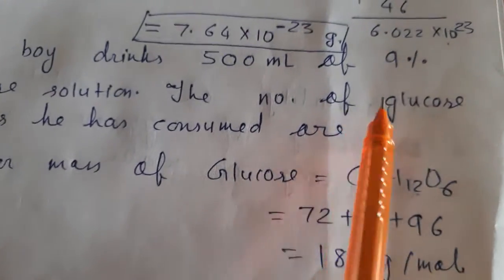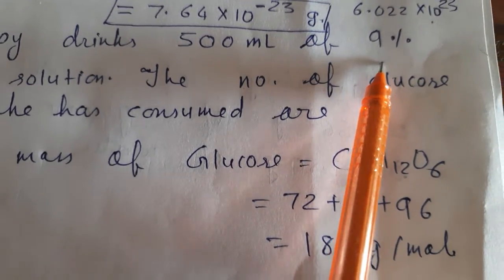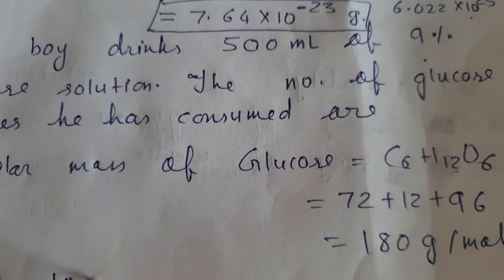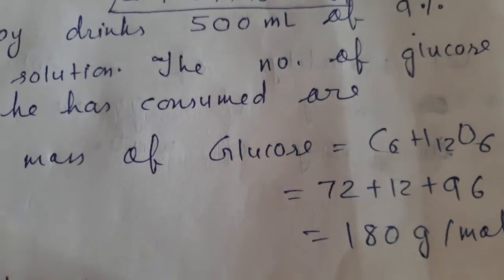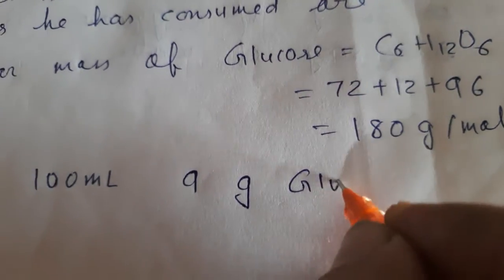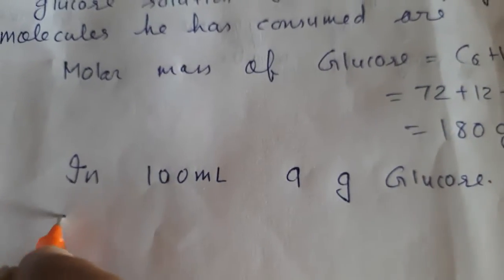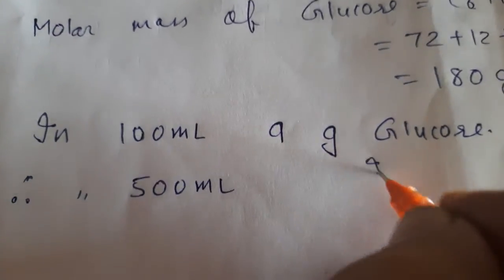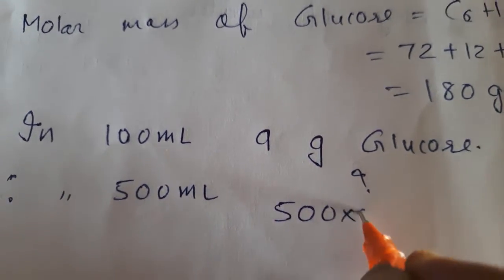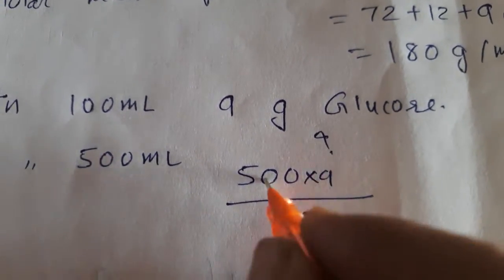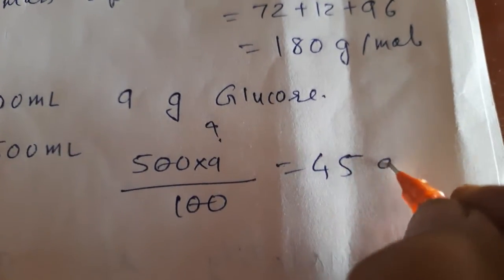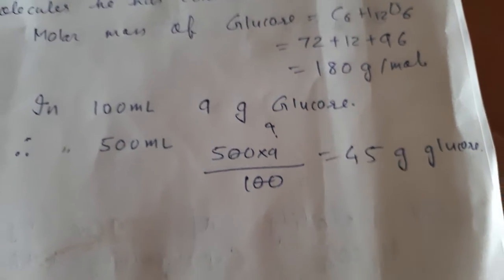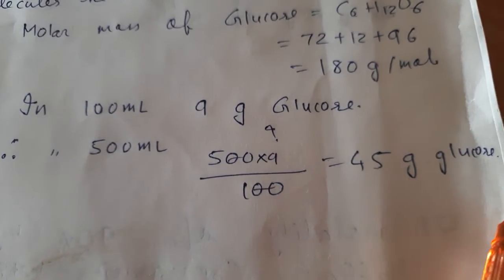Now in 100 gram, 9 gram is there, so we will write here in W by V terms, in 100 ml, 9 gram glucose. Therefore, in 500 ml, how much? So 500 into 9 divided by 100, 45 gram glucose. That means how much glucose is there in this? 45 gram. Correct? In 500 ml there is 45 gram glucose.